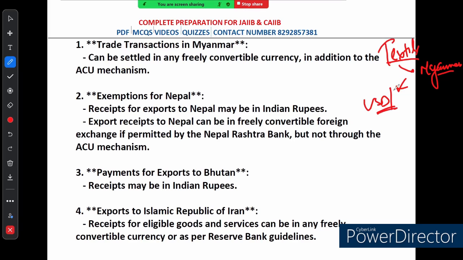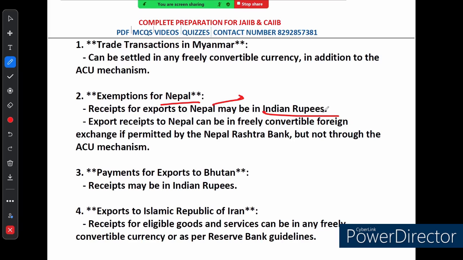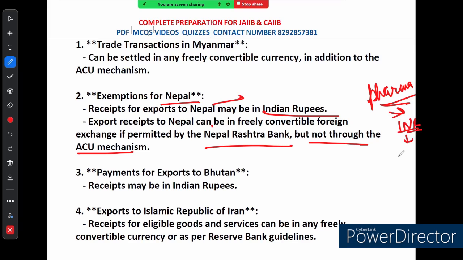Now exception for trade with Nepal. Next we have Nepal, which has a slightly different system. For export to Nepal, you can receive payment in Indian rupees, making things simpler as there is no need to convert the currency. However, if permitted by the Nepal Rashtra Bank, you can also receive payment in freely convertible foreign exchange like USD or Euro, but not through the ACU mechanism. As an example, suppose you are exporting pharmaceuticals to Nepal, you can get paid in Indian rupees directly, but if Nepal Rashtra Bank allows it, you might receive USD or Euro for the transaction.